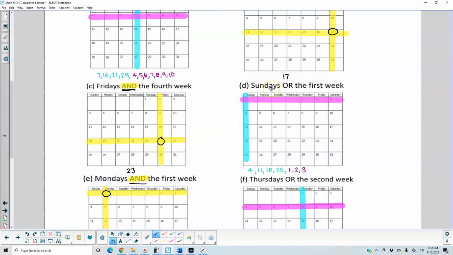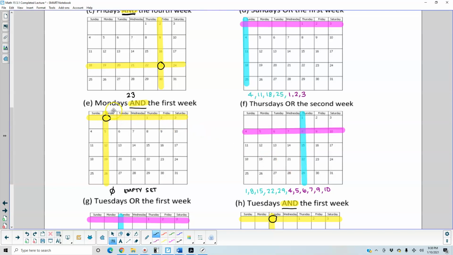Part D, Sundays or the first week. So we're going to draw a line through Sunday and then also a line through the first week. Now remember, or means all. So Sundays have the 4th, the 11th, the 18th, and the 25th. And the first week has 1, 2, and 3.